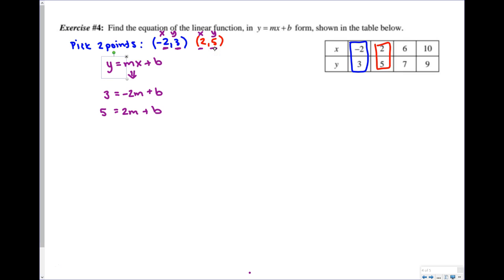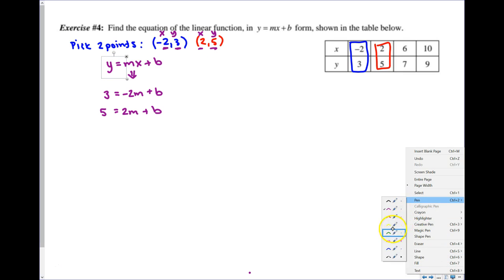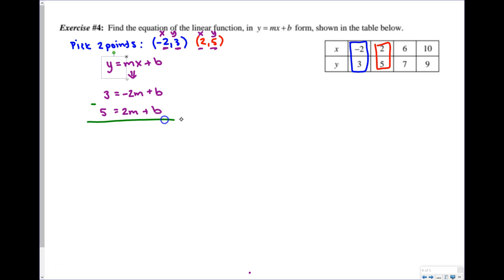Now, I'm just going to subtract the 2. So I'm going to put a minus sign, subtract. That will eliminate my b's. b minus b is 0. 3 minus 5 is -2. -2 minus 2 is -4m. Be very careful with your signs when you subtract. Then you're going to divide both sides by -4, and this gives you 1/2 equals m.